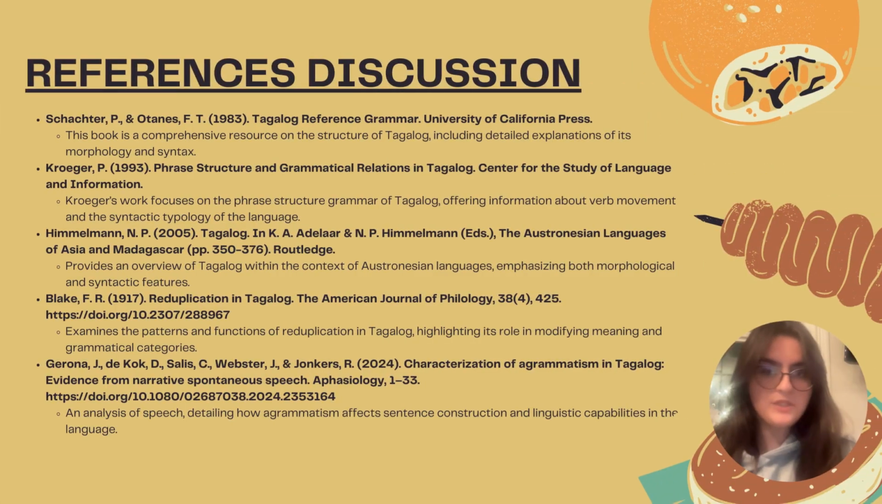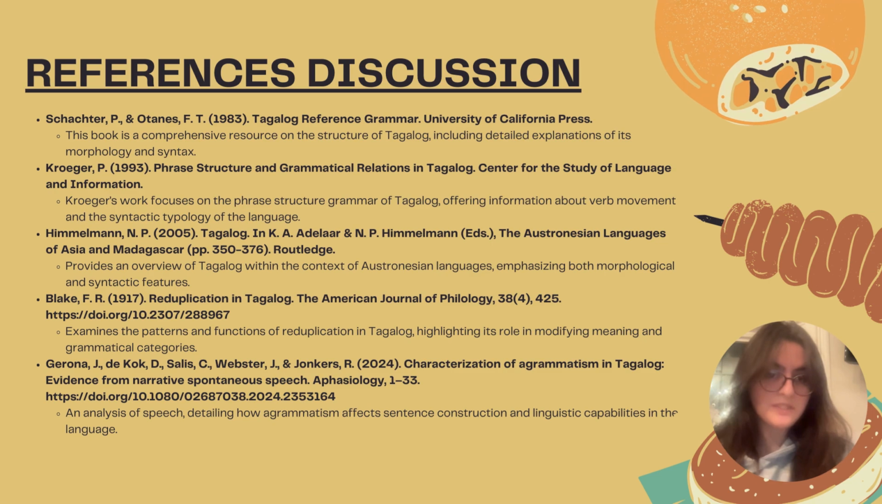We'll begin by acknowledging the sources that have significantly contributed to our understanding of Tagalog's morphology and syntax. Schachter and Otanes' Tagalog reference grammar provides a comprehensive overview, while Kroeger's work offers insights into phrase structure and grammatical relations in Tagalog. Additionally, Himmelmann's chapter on Tagalog within the Austronesian language family and Blake's analysis of reduplication patterns in Tagalog are foundational to our discussion. Finally, Girona et al.'s recent work on agrammatism in Tagalog offers a fresh perspective on the language.